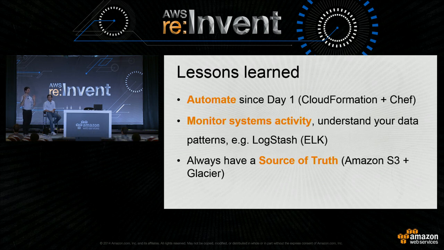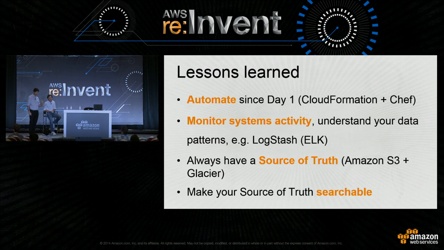So everything that comes through Sociometric, the first thing that happens is it goes to S3. Then after that, we start to look around and play with data, but we always have the data secure. Also, using Glacier, you can have your retention policy and save money as well. And as Seba mentioned, make your software truth searchable.